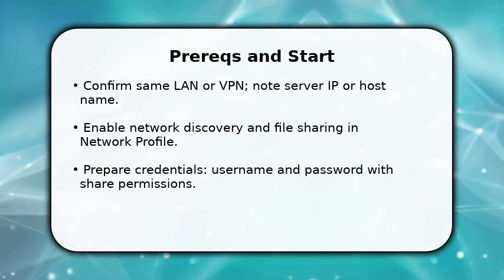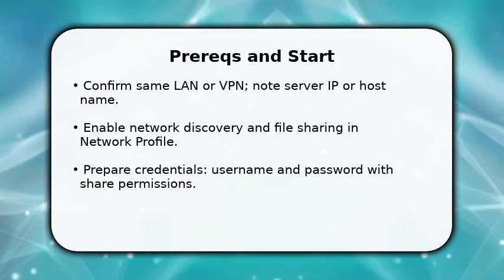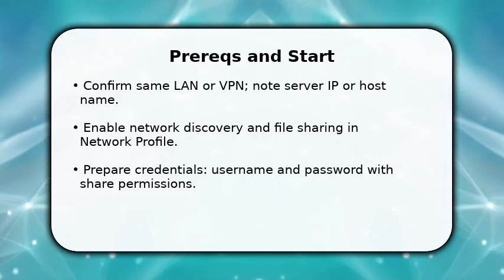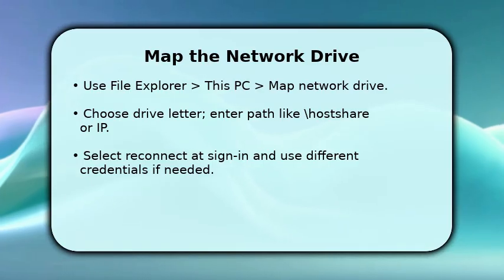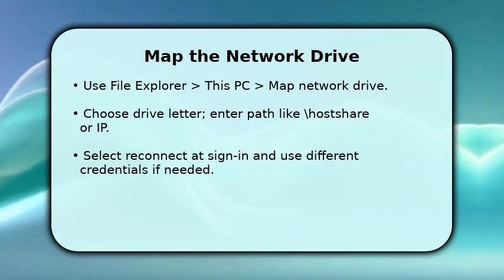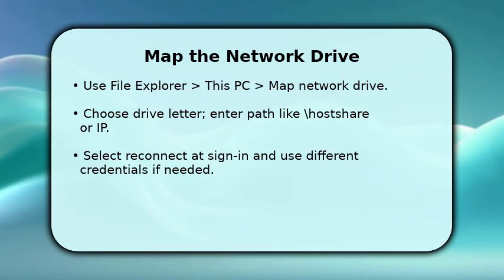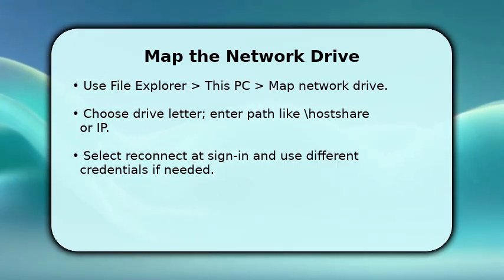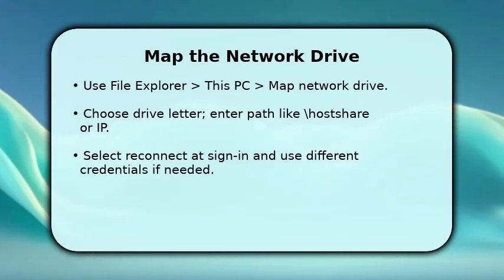Now map the drive and handle the detailed execution. Open File Explorer, right-click This PC, and choose Map Network Drive. Pick an unused drive letter for clarity, then type the share path as \\host\share or \\192.168.50\sharedfolder. This targets the specific resource. Check Reconnect at Sign-In to persist mapping across reboots, and click Connect using different credentials when your Windows login differs from the share account. Finish by verifying access and resolving common issues.